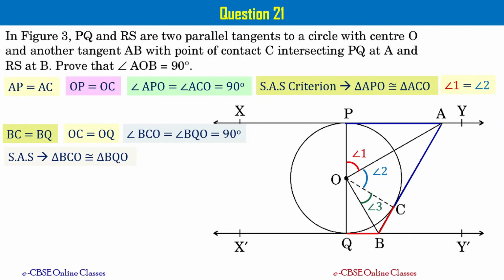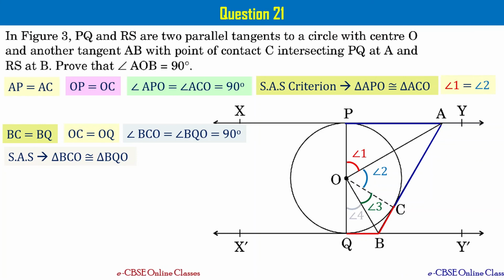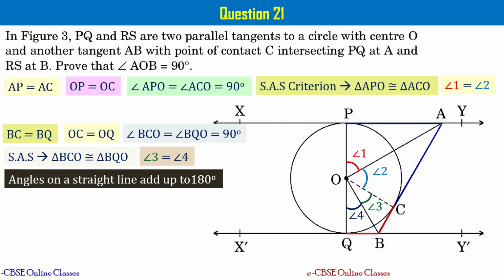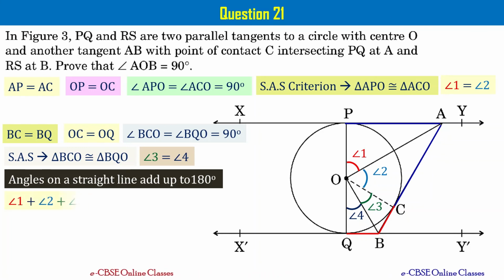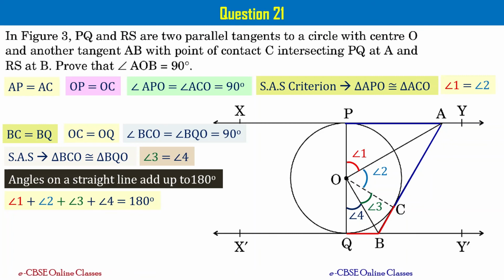Let me mark the angle BOC as angle 3. That is equal to angle BOQ, that is denoted using angle 4 in the figure. Since these two are the corresponding angles, we can say that angle 3 equal to angle 4, right? We know that angles on a straight line add up to 180 degrees. Now let's consider straight line PQ, right? On that we have all these four angles. So sum them up such that you can get angle 1 plus angle 2 plus angle 3 plus angle 4 equal to 180 degrees, right?